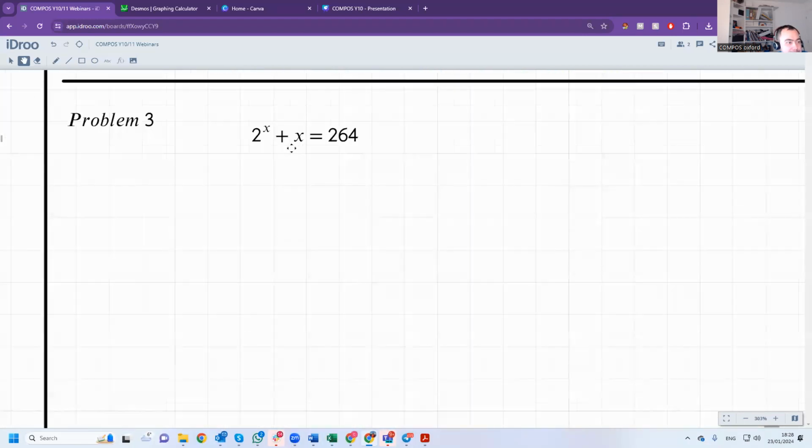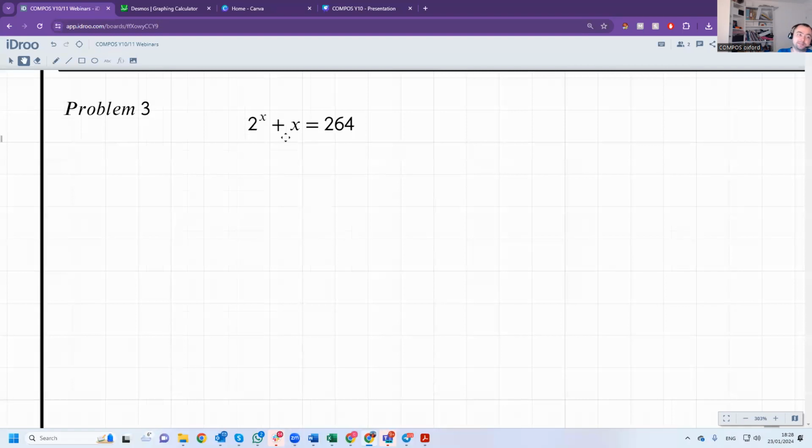Problem 3. 2 to the power x plus x equals 264. Any idea how to do that?